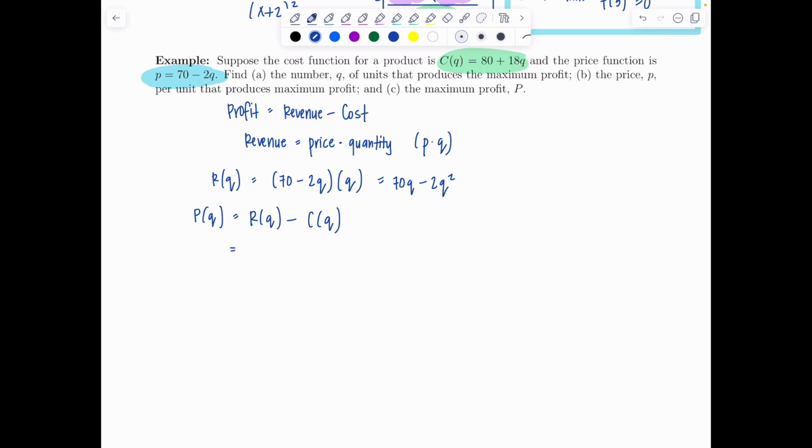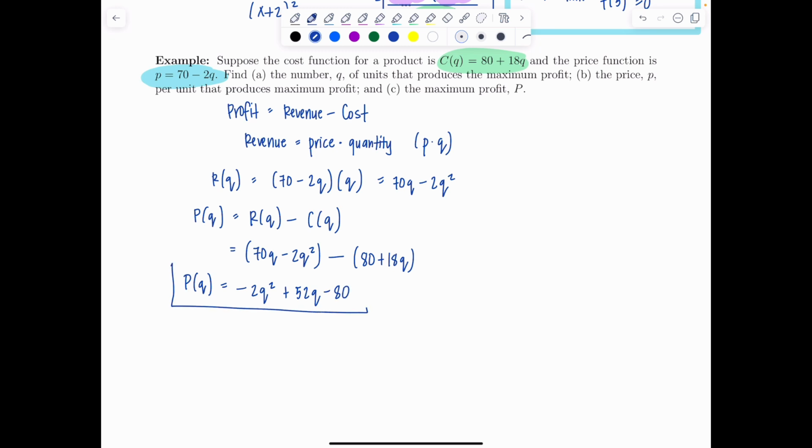So P of Q is R of Q minus C of Q. I have R of Q. It's 70Q minus 2Q squared minus C of Q, which is up there in green, 80 plus 18Q. So here's my profit function, capital P of Q. If we combine like terms, what are we going to have? Negative 2Q squared, 70Q minus 18Q plus 52Q, and then minus 80. Boom. Here's my profit function.